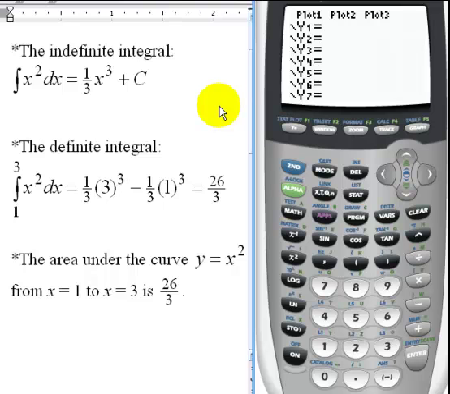In this calculator tutorial, I want to show you a couple basic ideas related to integration. First of all, over here on the left-hand side, I have two ideas written on paper related to integration. I'm picking a very simple example. I've talked about the indefinite integral, the integral of x squared being 1/3 x cubed plus c.